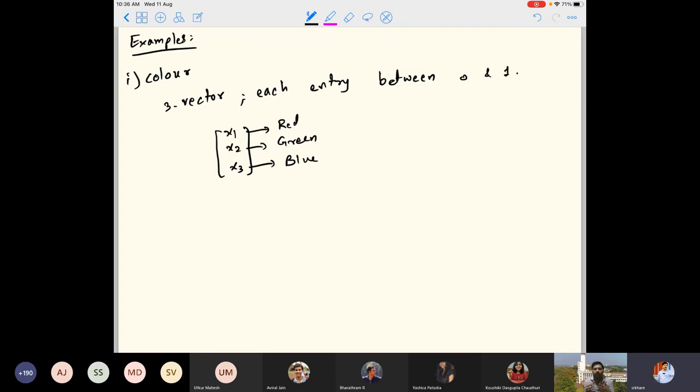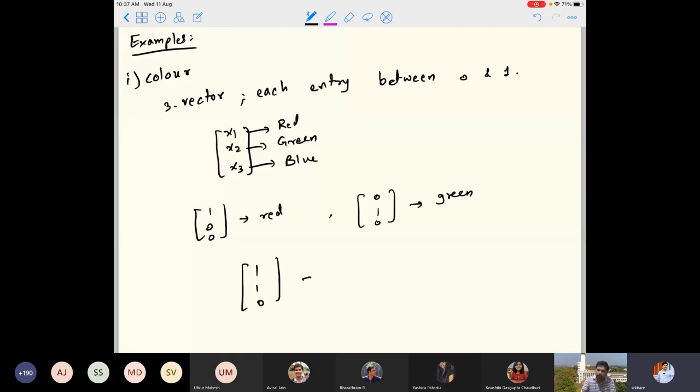And any color that you can see is a combination of these three colors, the intensity values. So for example, if I have the vector 1 0 0, then this 1 0 0 represents the red color. If you have 0 1 0, then it represents green color, and so on. Suppose I have 1 1 0, so I'm mixing red and green, then what do I get? I get yellow. So the intensity is this.